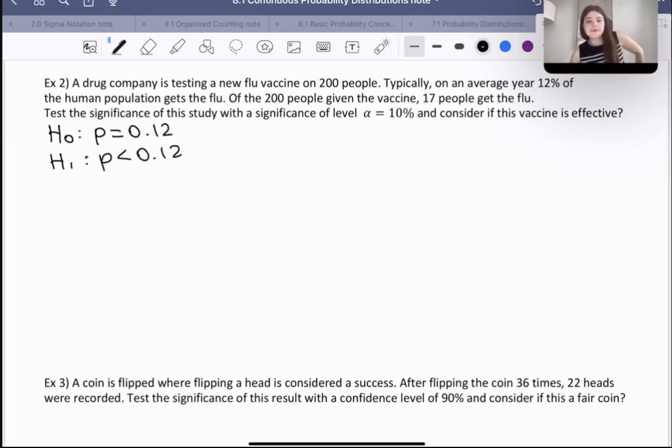Okay, so we need to find mu and sigma. Just a reminder, n is equal to 200 because we have 200 people. p is equal to 0.12, right?